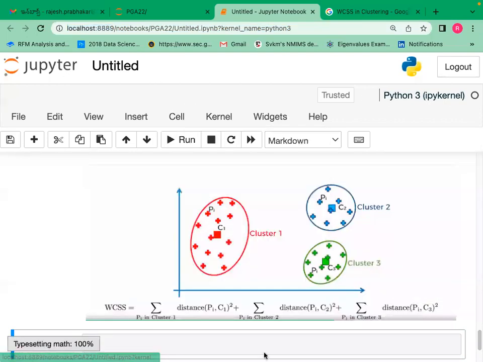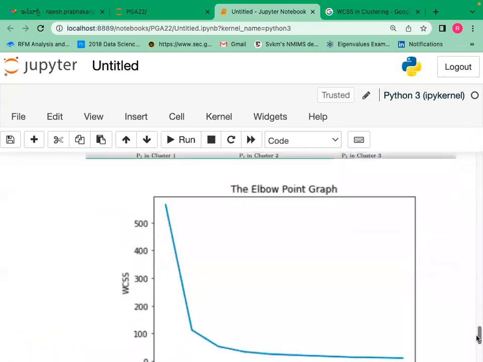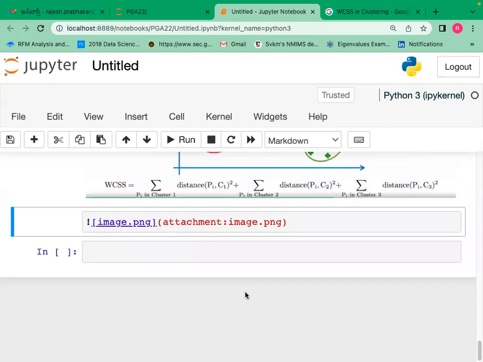The WCSS are plotted into a chart with WCSS on the Y axis and the number of clusters on the X axis, and you will get the point. Let me explain the interpretation also, how to identify the point.